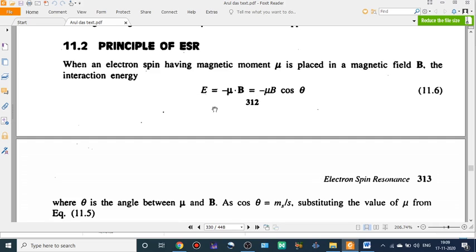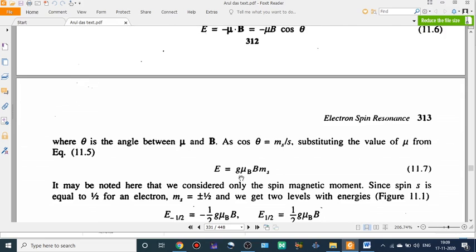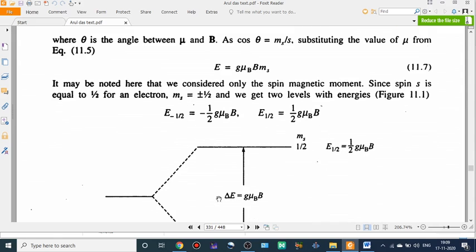Now we can replace cos theta in terms of the magnetic quantum number, that is ms divided by s. We get E equal to g mu b B ms. Now we substitute the values for ms, plus half and minus half, that is, the electron spins in the clockwise and anti-clockwise directions. So the interaction energy changes to plus half g mu b B and minus half g mu b B.